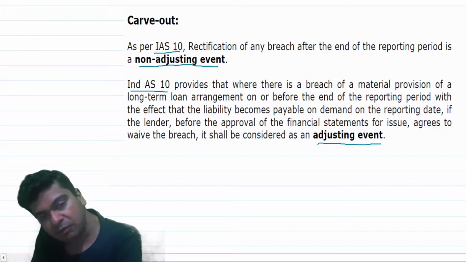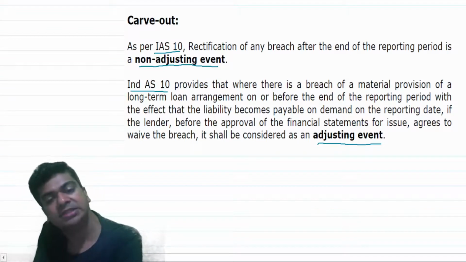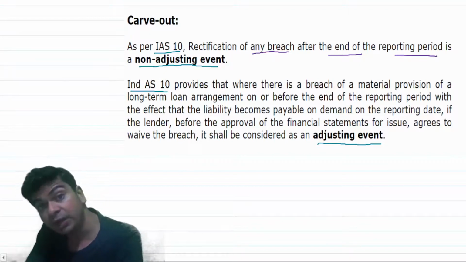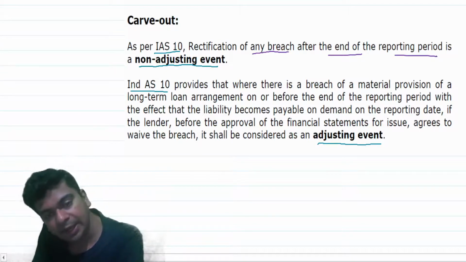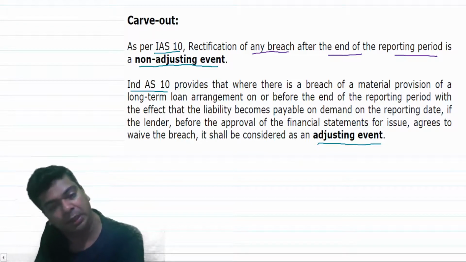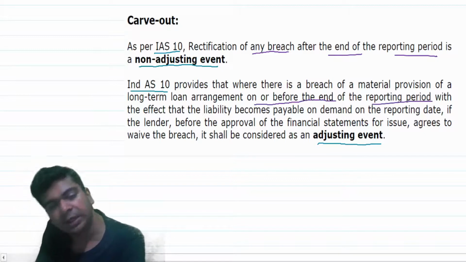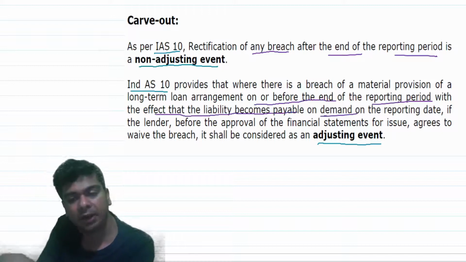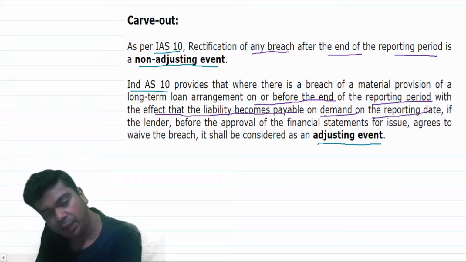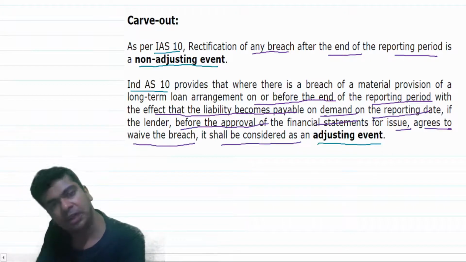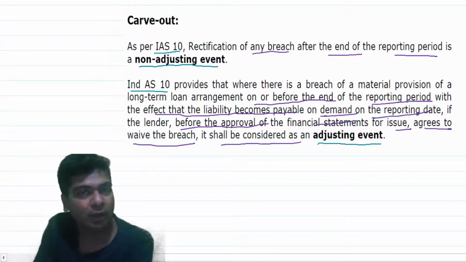If we go through the carve out, they say, as per IAS 10, rectification of any breach after the end of the reporting period is a non-adjusting event. You can simply provide a disclosure. Ind AS 10 provides that where there is a breach of a material provision of a long-term loan arrangement on or before the end of the reporting period, with the effect that the liability becomes payable on demand, that means it becomes a current liability on the reporting date. If the lender, before the approval of the financial statements for issue, agrees to waive the breach, it shall be considered as an adjusting event.